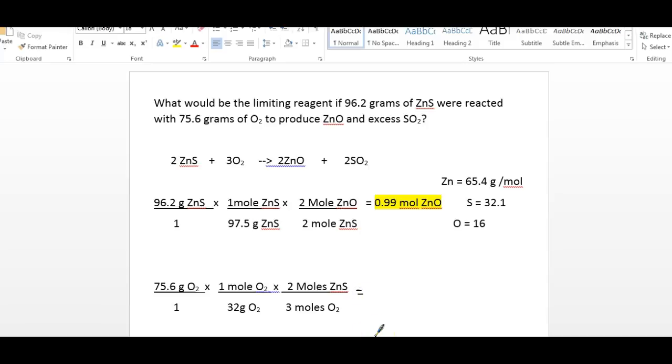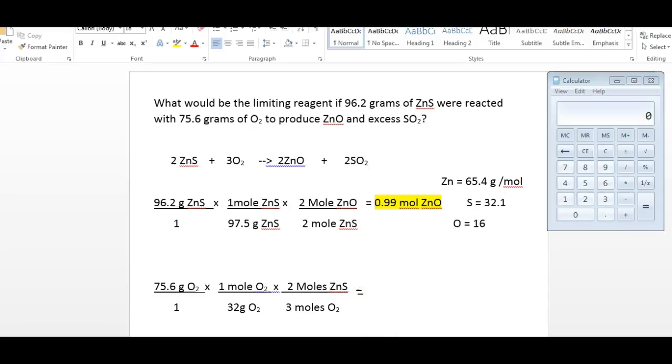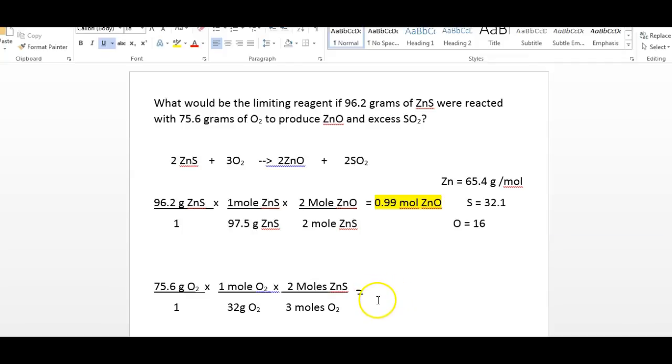Get our calculator out and do the math: 75.6 times 2 divided by 32 divided by 3 gives 1.57 moles of ZnO.